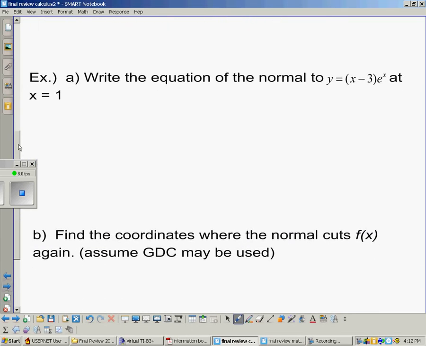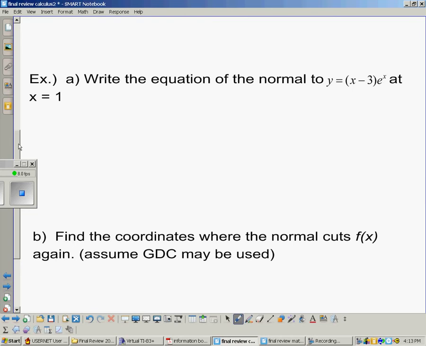Tangents and normals. All right. Just be careful here. When you ask for the equation of the normal, you need to differentiate here to find the slope of the tangent. But normals and tangents are perpendicular to each other. So normal is perpendicular to the tangent, which means their slopes are negative reciprocals of each other. Okay. And eventually we're going to need to sub this into our point slope formula to find some equation of the line.